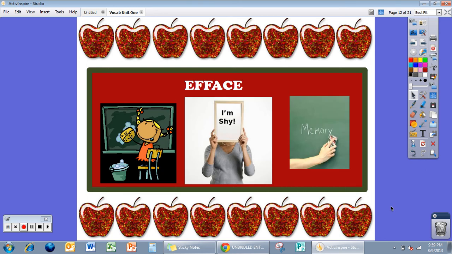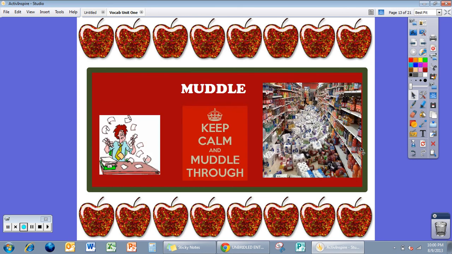Efface. Efface is a verb. It's got two definitions there. To wipe out, like the little girl here is erasing the board. So literally wiping something out. But also it can mean to keep from being noticed. So like somebody that's shy, they might efface themselves so that nobody will notice them. You can also efface memories. So I had the little board there with the literally erasing the word memory, but symbolically meaning that you're effacing memories from your brain.